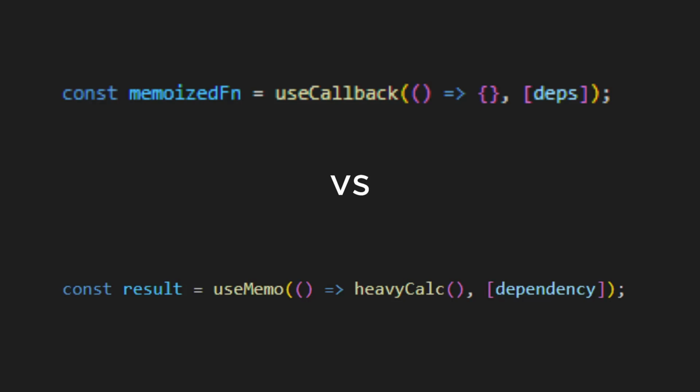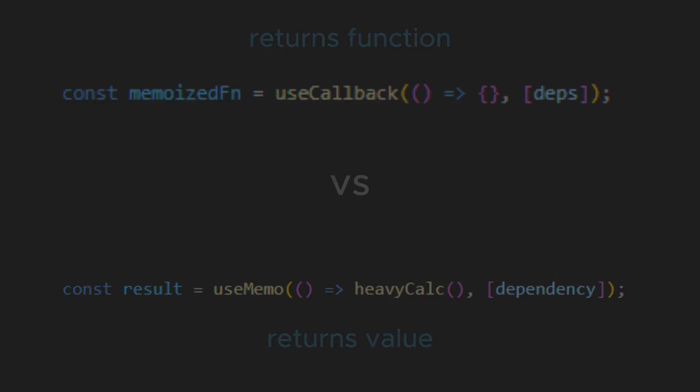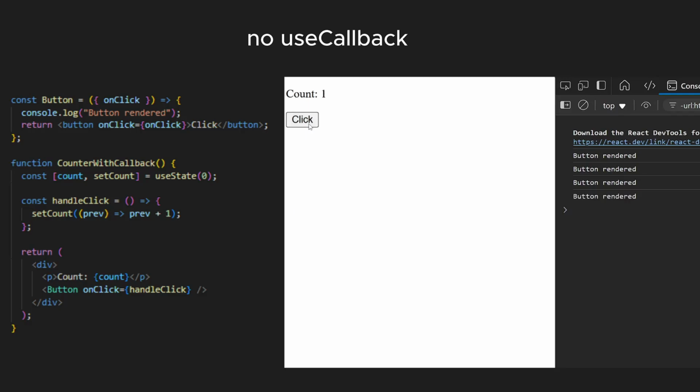Now, how's it different from useMemo? Both memoize things, but useMemo returns a value, like a computed result, while useCallback returns a function. Think of useMemo for numbers or data, and useCallback for reusable actions. useCallback shines when passing functions to memoized child components.